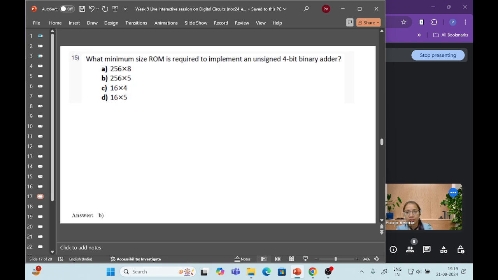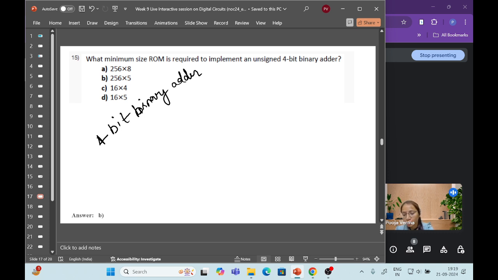Okay. Now next one is what minimum size ROM is required to implement an unsigned 4-bit binary adder. Anyone of you want to answer this question? So what minimum size ROM is required to implement the unsigned 4-bit binary adder? Here the 4-bit binary adder is given, that means the minimum size of ROM is required.